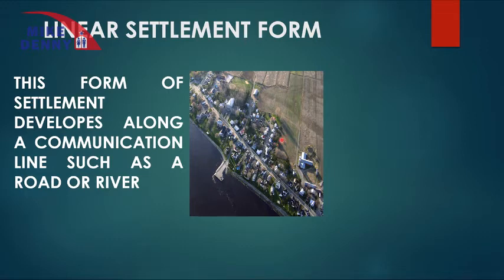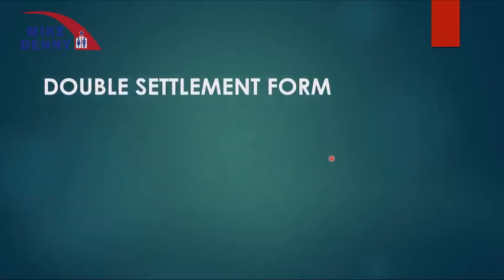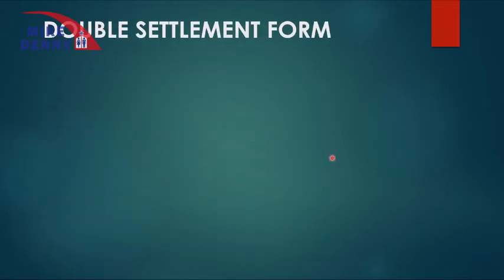Now let's look at the next. On maps, you realize that it is represented as such. You will see that these symbols represent settlement, while this symbol represents a road. And so we said that settlements which develop on both sides of a road are known as linear settlements or linear forms of settlement.